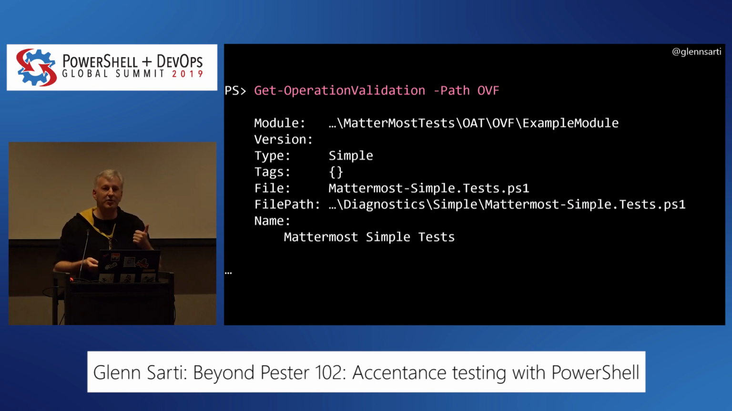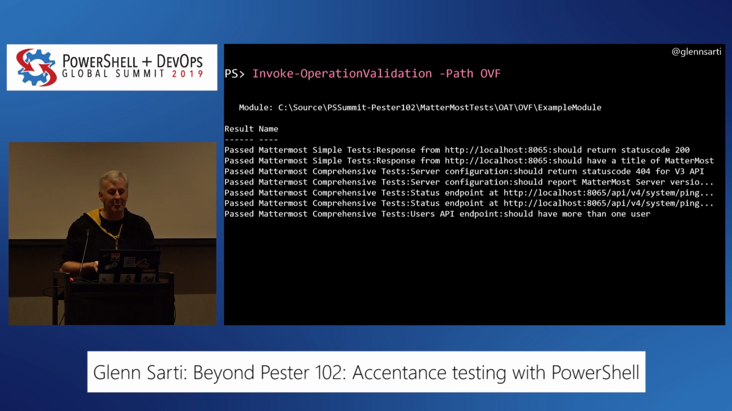And you can also pass in the module path or a path, so it only looks for tests in a certain directory as opposed to everything that's on your system. And then of course we have the Invoke-OperationValidation function, which actually just runs the tests. So for this example up here, we ran 7 tests, everything's happy, yay. And the Pester names should actually look exactly the same as the ones we wrote before.